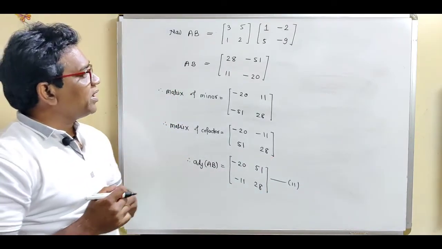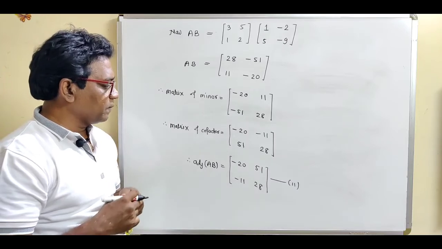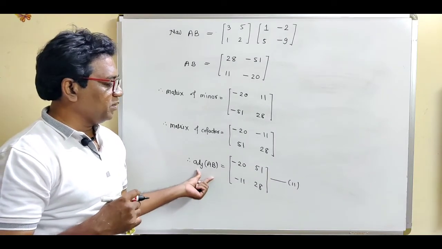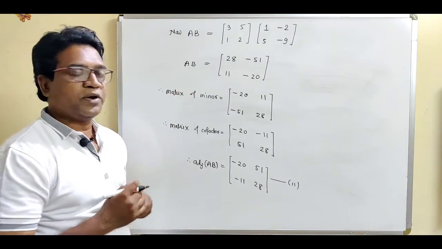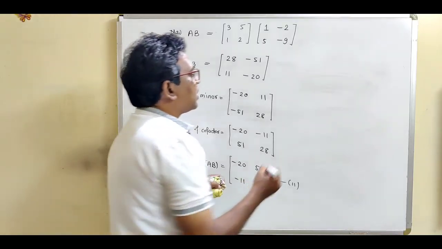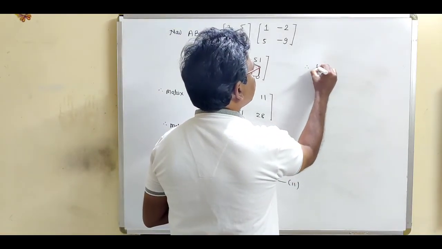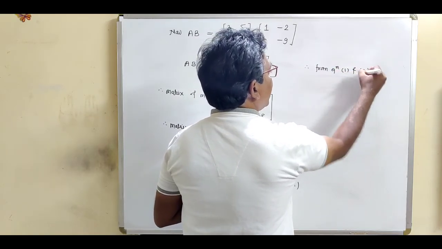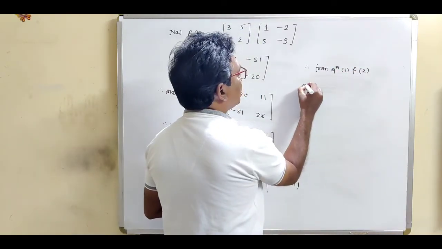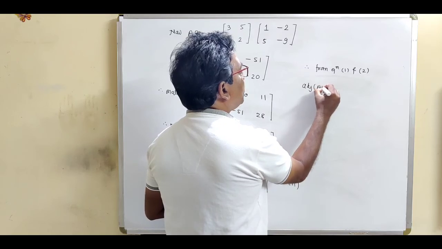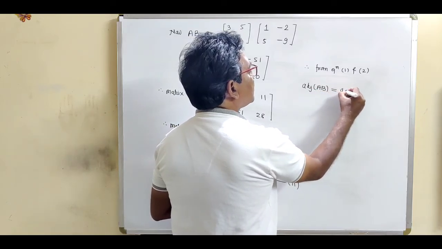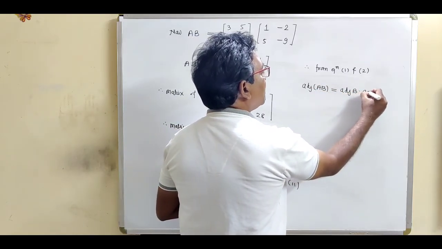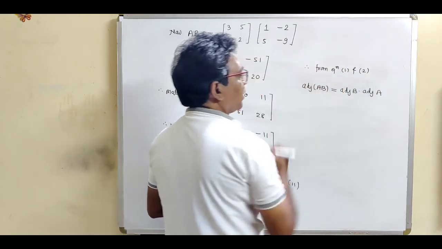So from equation 1 and 2, we can easily observe that this adjoint of AB, it is same as adjoint of B into adjoint of A. So right here, therefore, from equation 1 and 2, what is our observation? Adjoint of AB, this is same as adjoint of B into adjoint of A.